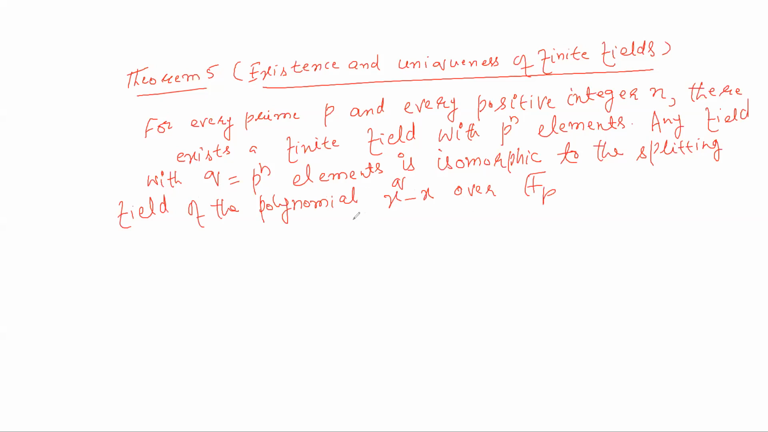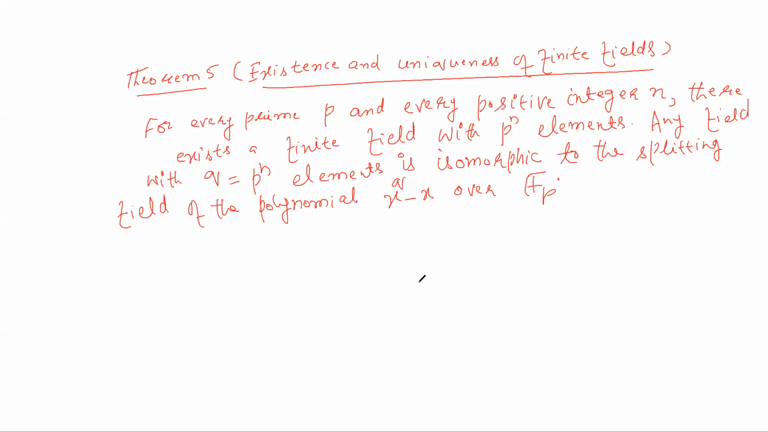Once it is so, then we know that the splitting fields are unique up to isomorphism. So such fields would also be unique up to isomorphism. This is a very important theorem in finite field theory. It is a sort of characterization of finite fields.